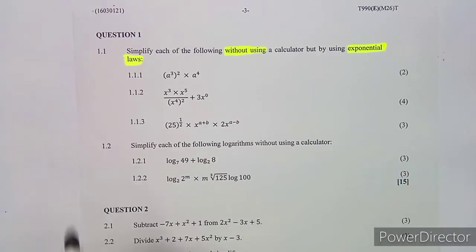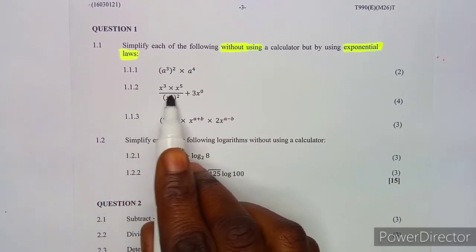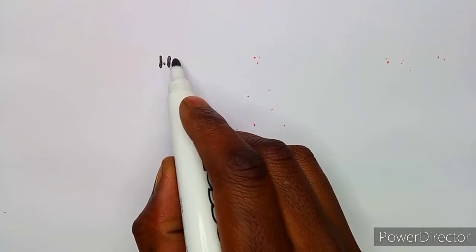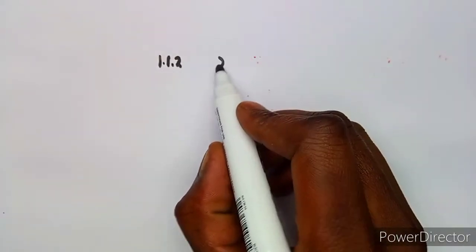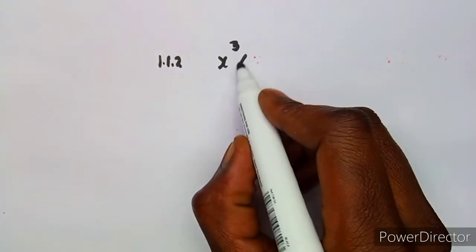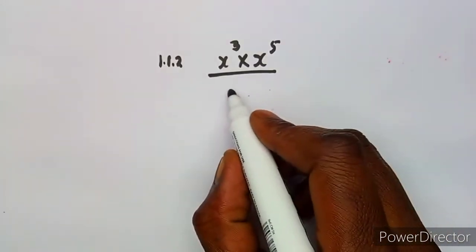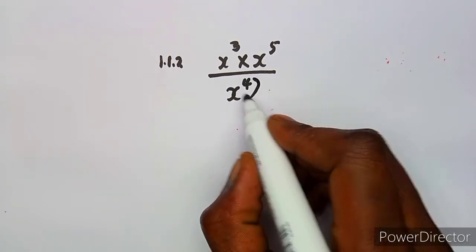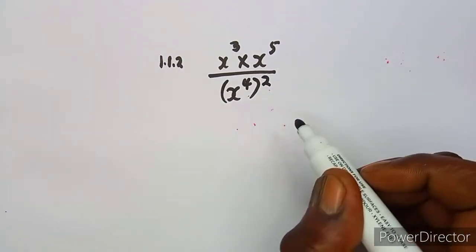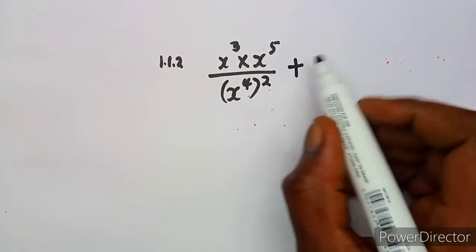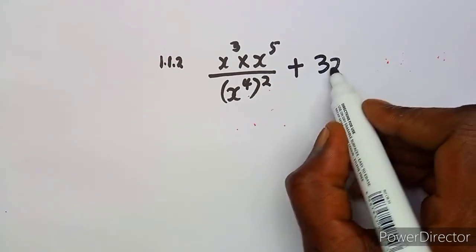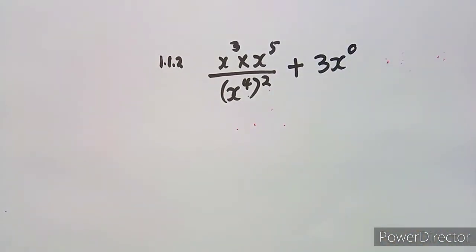All right, so let's see another one, which is 1.1.2. I'm going to write it down so that we can see how we're supposed to simplify this. That's x to the exponent of 3 times x to the exponent of 5 over x to the exponent of 4 to the exponent of 2, and it's plus 3x to the exponent of 0, like that. All right, so what can we do in this case?